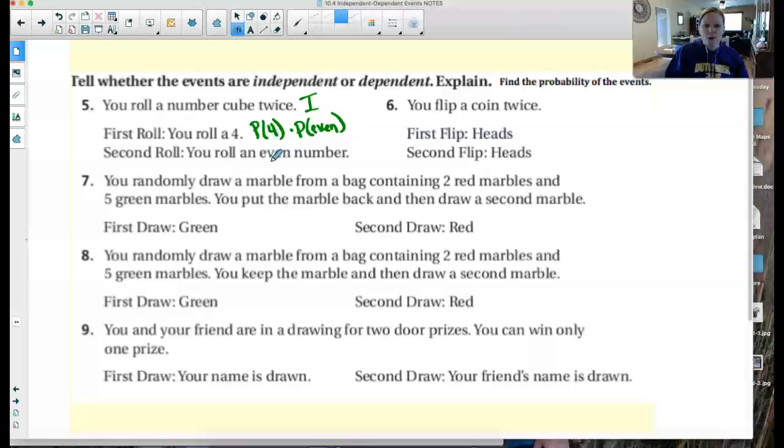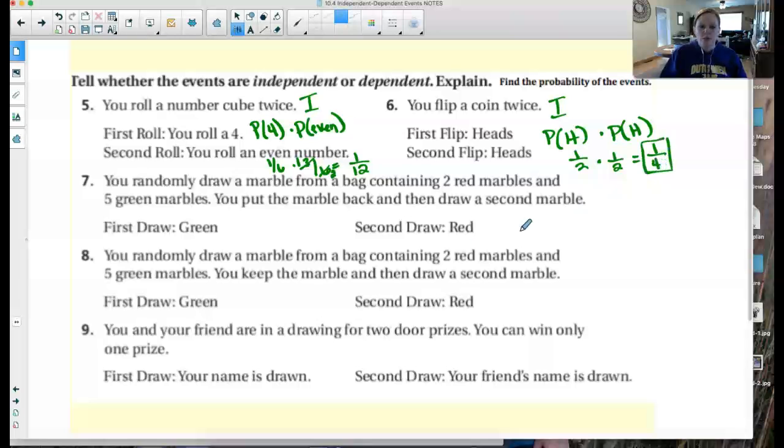So the probability of a 4 is 1 out of 6. The probability of an even number is 3 out of 6. We can simplify the 3/6 to 1/2. So that would be 1 out of 12. Okay, you flip a coin twice. Flipping a coin is independent events because one does not affect the other. So the probability of heads on the first flip and then the probability of heads again would be 1/2 times 1/2, which is 1/4. So our probability would be 1/4.